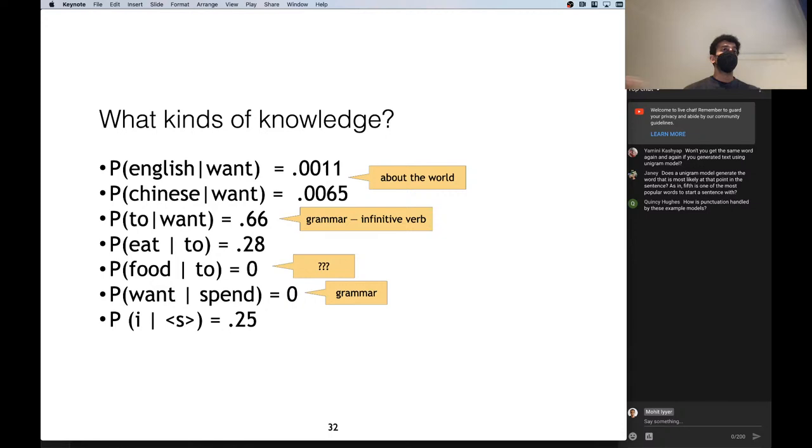Wait, are there any linguists here? No? All right. Maybe I'm not wrong. The probability of "want" given "spend" is zero because this is not grammatical. So even this bigram model can realize that this probably shouldn't exist. Here we have the probability of "eat" given "to", so "to eat". This is a higher probability than the zero probability of "to food", which doesn't make sense. And it's learned something about the world, right? People may want English food or Chinese food or so on.